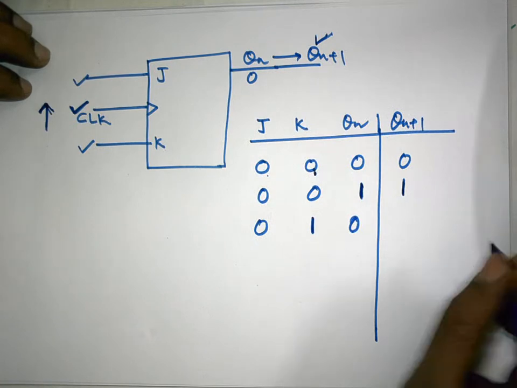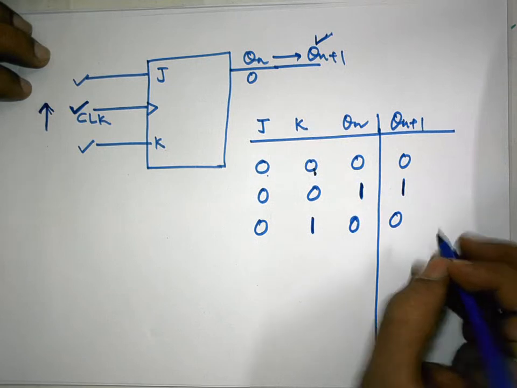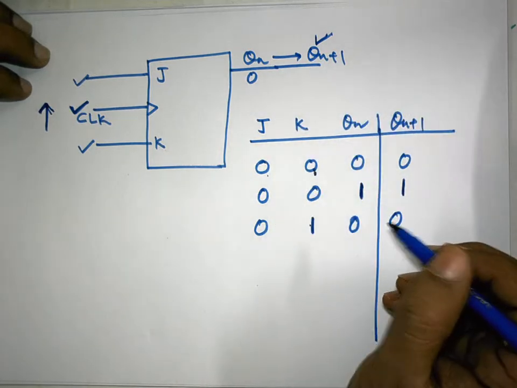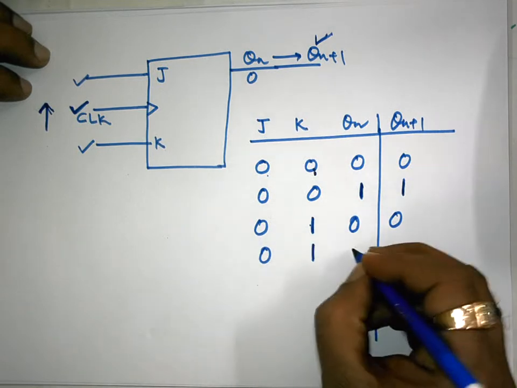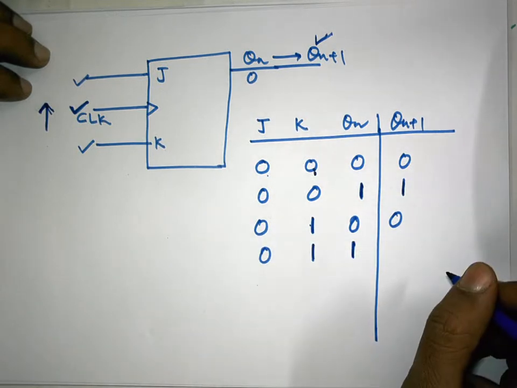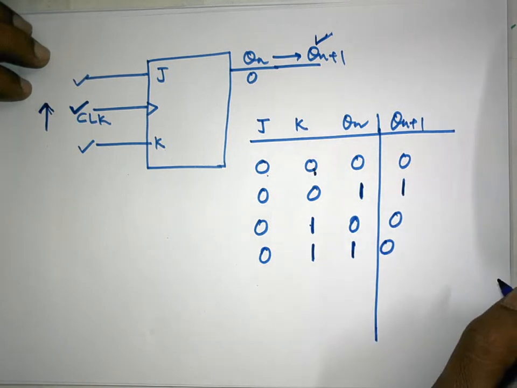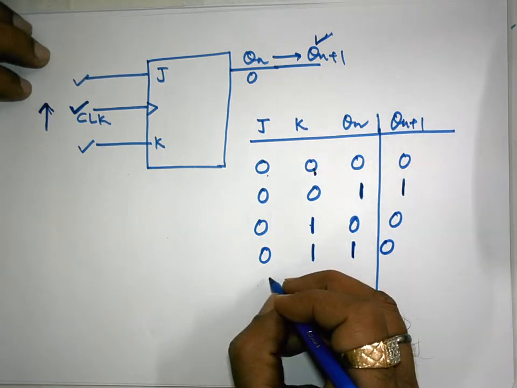Present state was 0, so it will be 0, because this 0 1 will make Qn equal to 0. And suppose if it is 0 1 and the present state is 1, it is going to become 0. Getting my point?